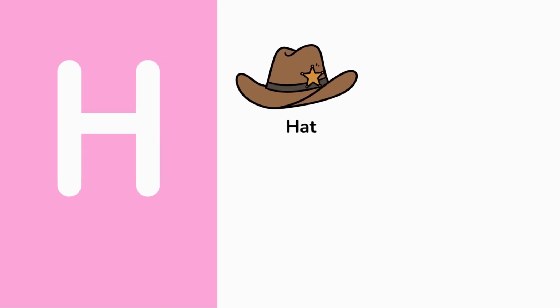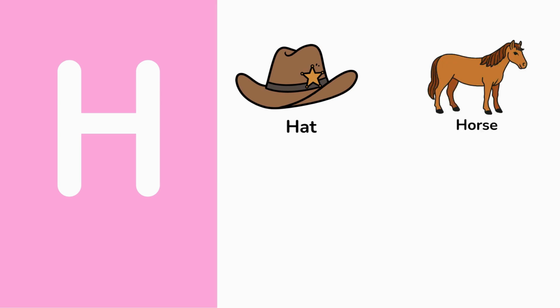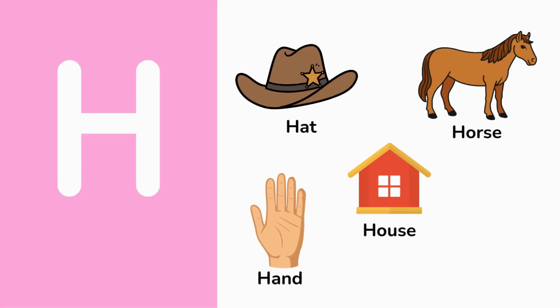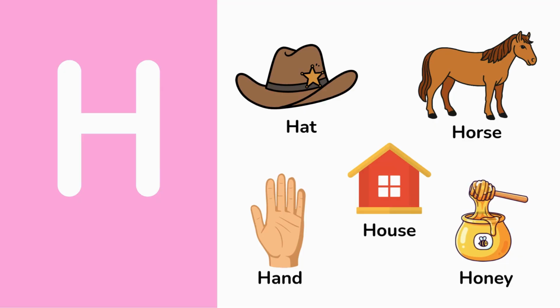H. This is letter H. Can you say H? H. H is for hat. H is for horse. H is for house. H is for hand. H is for honey.